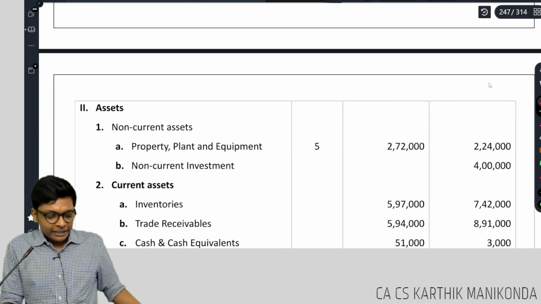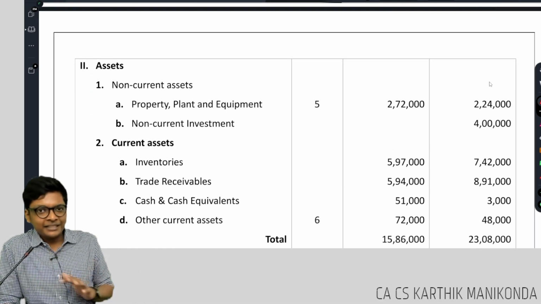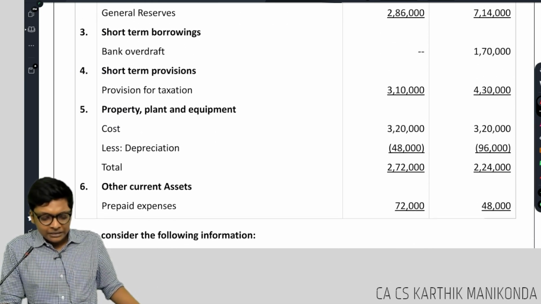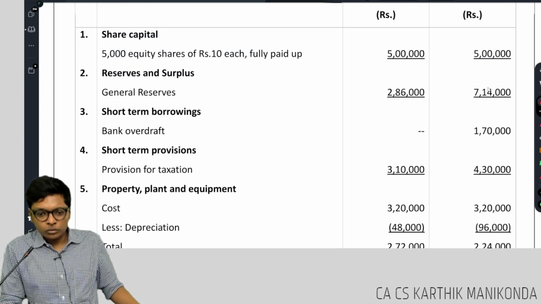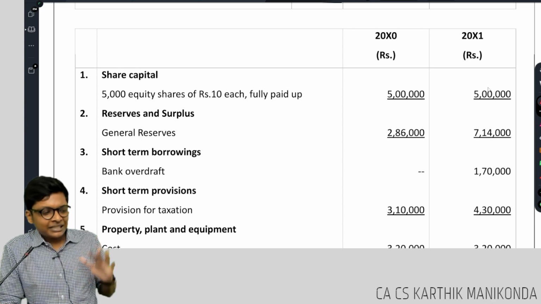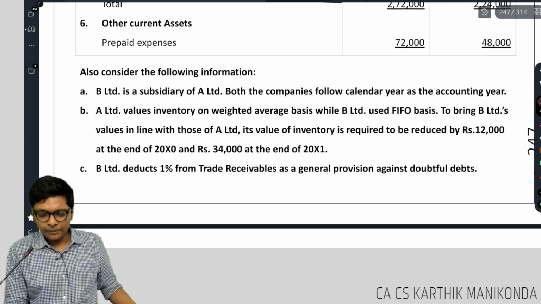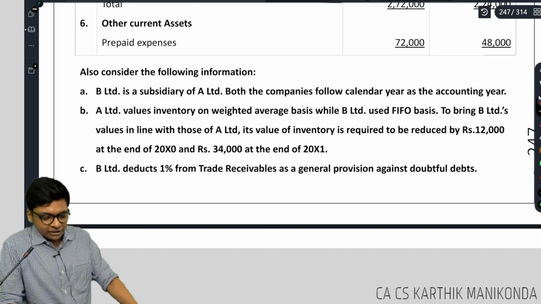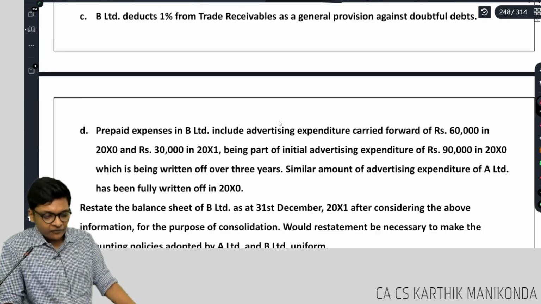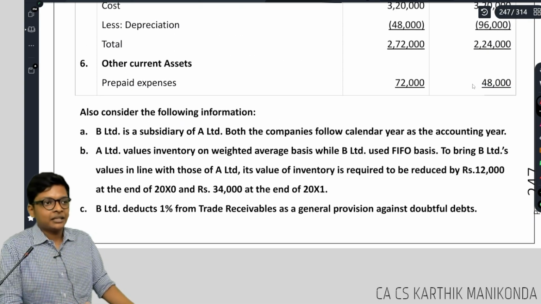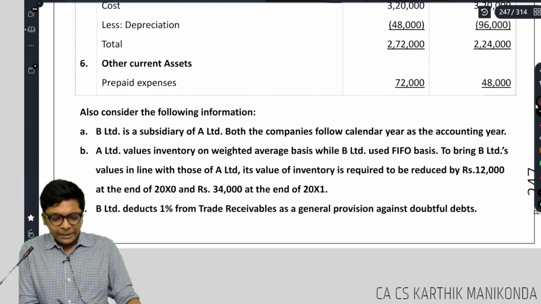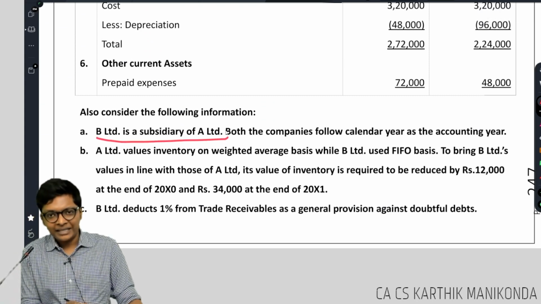Okay. Then come down, they gave assets, liabilities, no consolidation. They gave some notes also. Go through the notes, nothing great, everything is familiar. Come down to 3.4. There are 4 adjustments that we have to consider. B Limited is a subsidiary of A.